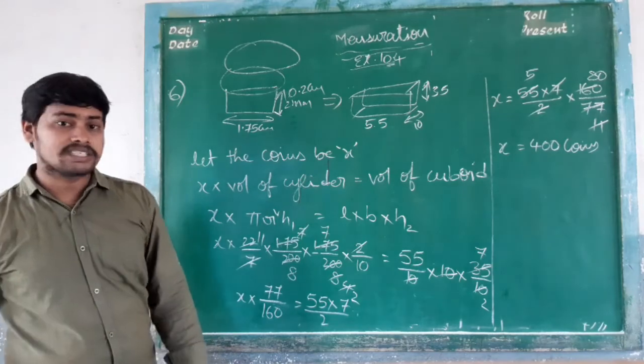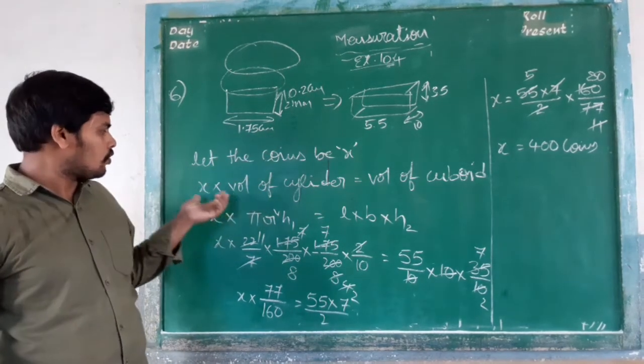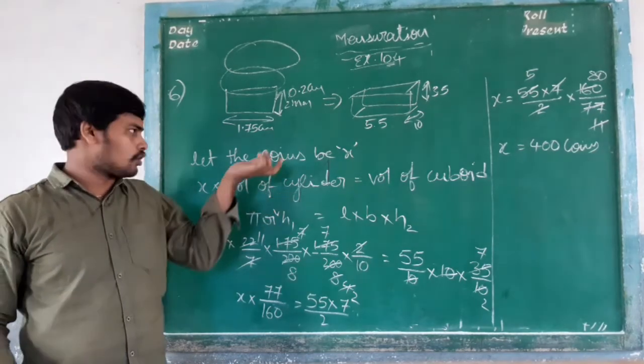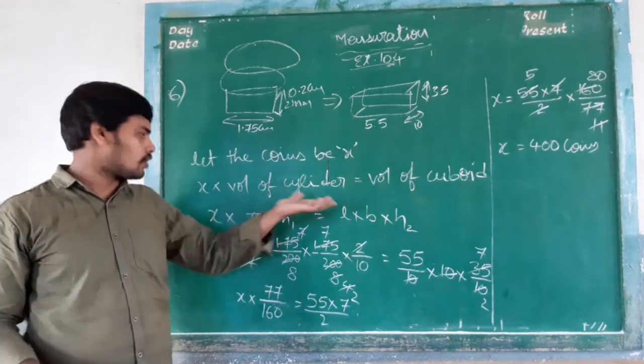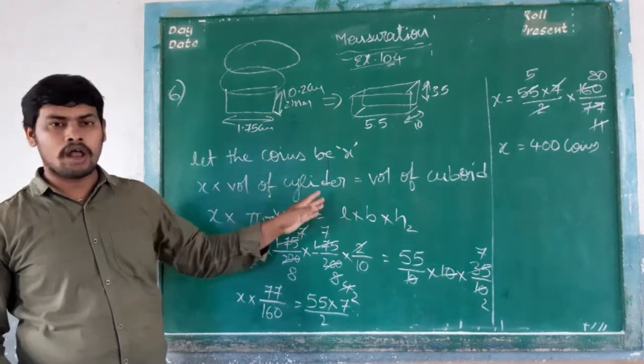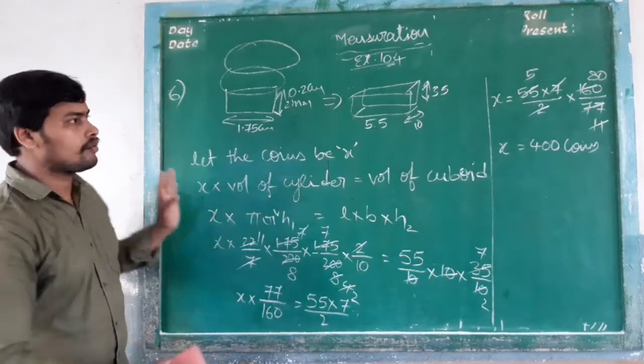Next, sample. Okay. First one, you have to consider the volume of the cylinder. Sorry, coin. The coin is in the shape of a cylinder. So we don't know how many coins there are, so let it be x. X into volume of cylinder equals volume of cuboid. So simplification. Okay.